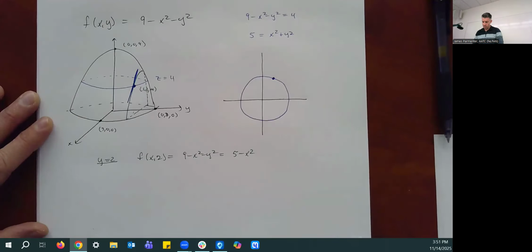Whereas a saddle would be concave up in one direction and concave down in another direction.